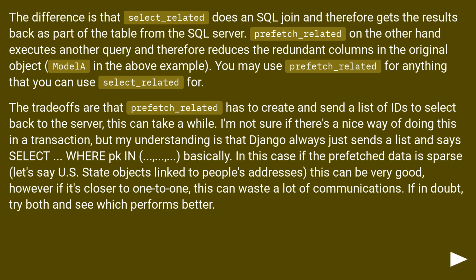The trade-off is that prefetch_related has to create and send a list of IDs to select back to the server. This can take a while. I'm not sure if there's a nice way of doing this in a transaction, but my understanding is that Django always just sends a list and says select where id in, basically. If the prefetch data is sparse, let's say a few data objects linked to people's addresses, this can be very good. However, if it's closer to one-to-one, this can waste a lot of communication. If in doubt, try both and see which performs better.